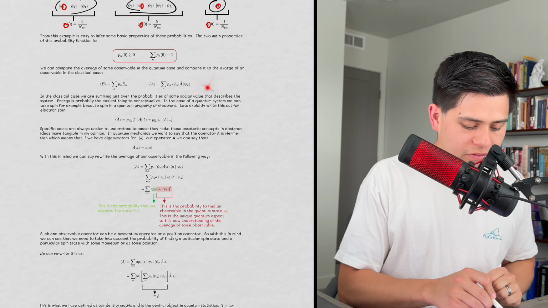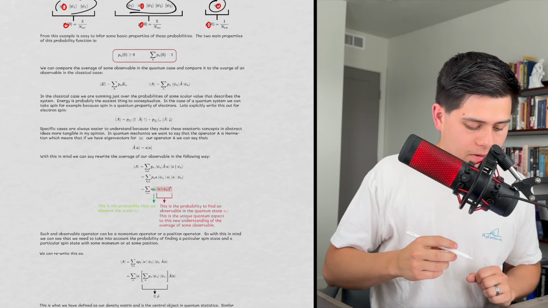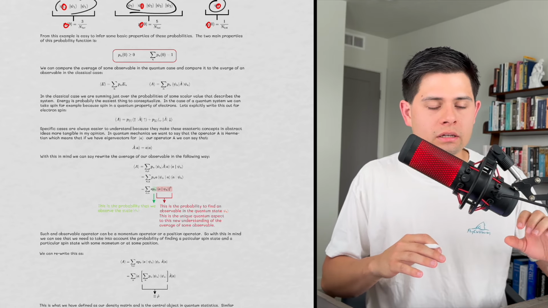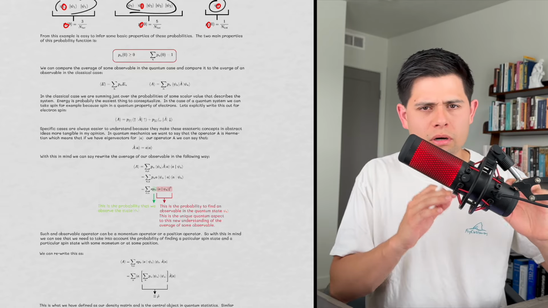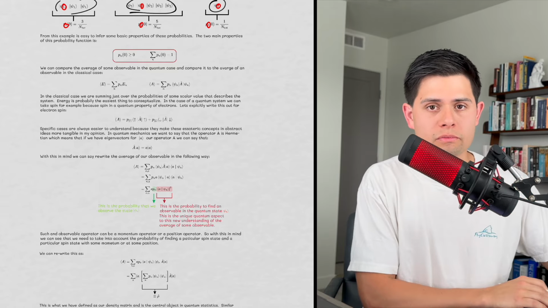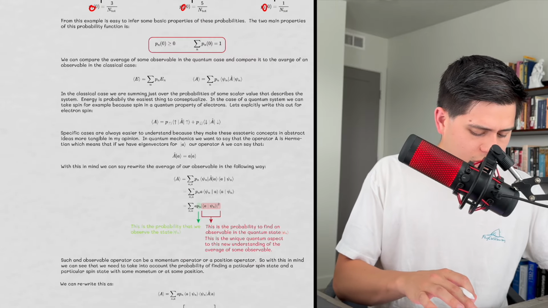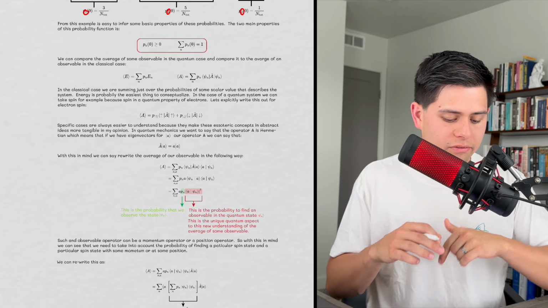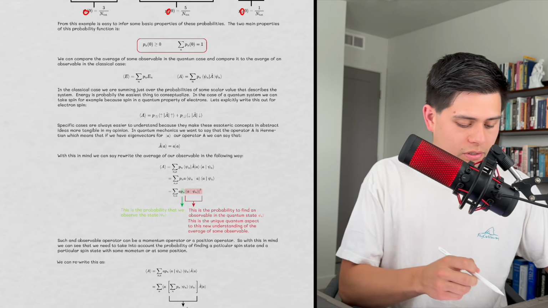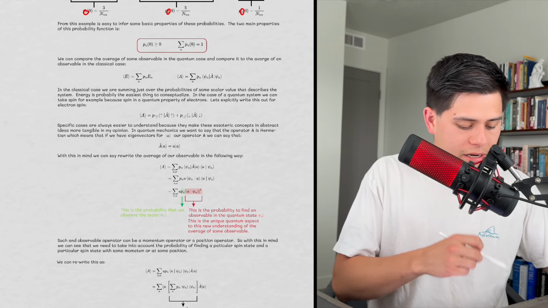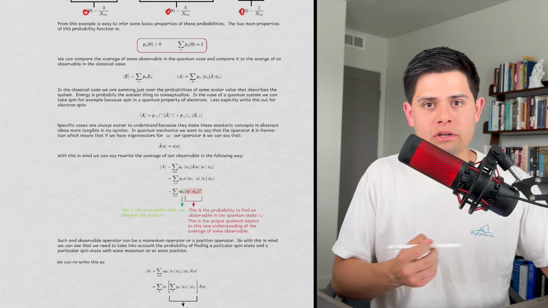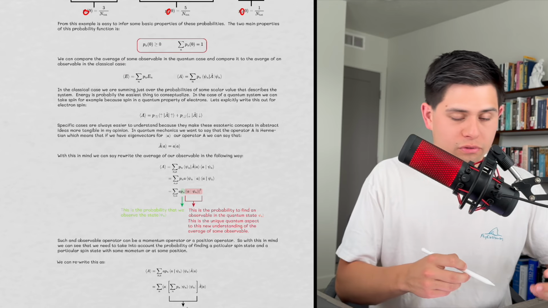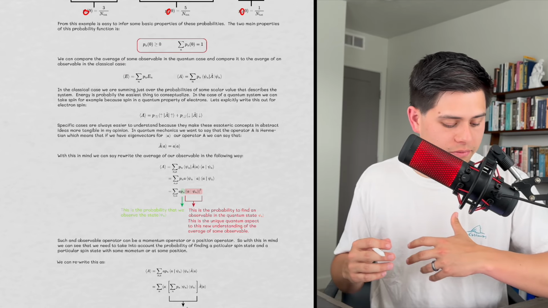Again, this is something that you've probably seen in quantum mechanics. I'm assuming that you understand some basic quantum mechanics, some basic statistics, probability, and so forth, so that we don't have to start from square one. Now in the classical case, we are summing just over the probabilities of some scalar value that describes the system. So that's this case right here. Energy is probably the easiest thing to conceptualize. You can ask the question, what is the average energy of some classical system? And you just use this prescription to calculate that average energy.